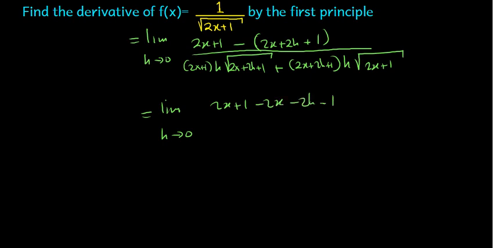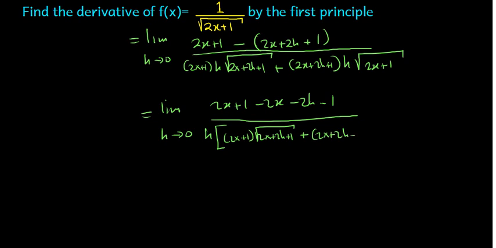So this is going to be the limit as h approaches 0 of 2x plus 1 minus 2x minus 2h minus 1 divided by, on the denominator I can see that h is something that is common. I can factorize out h, and what is going to remain here is 2x plus 1 and then square root of 2x plus 2h plus 1, and then plus here what is going to remain is just that term, which is 2x plus 2h plus 1, then square root of 2x plus 1. Okay, like that.